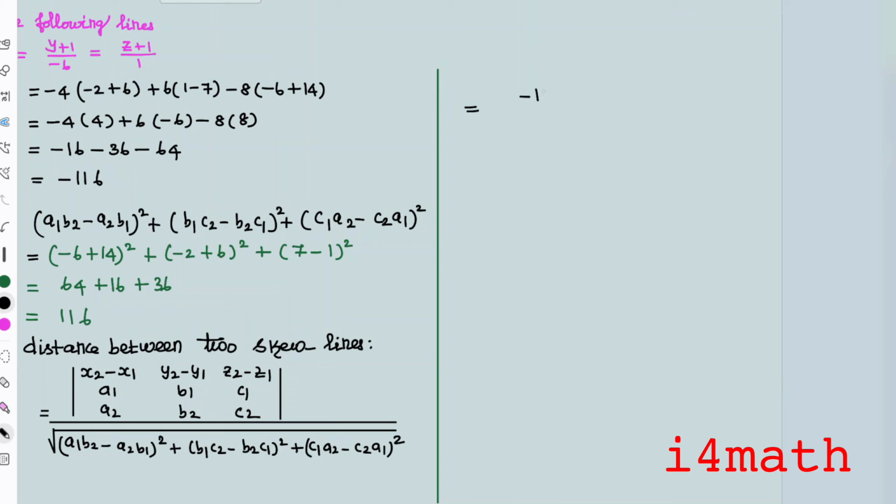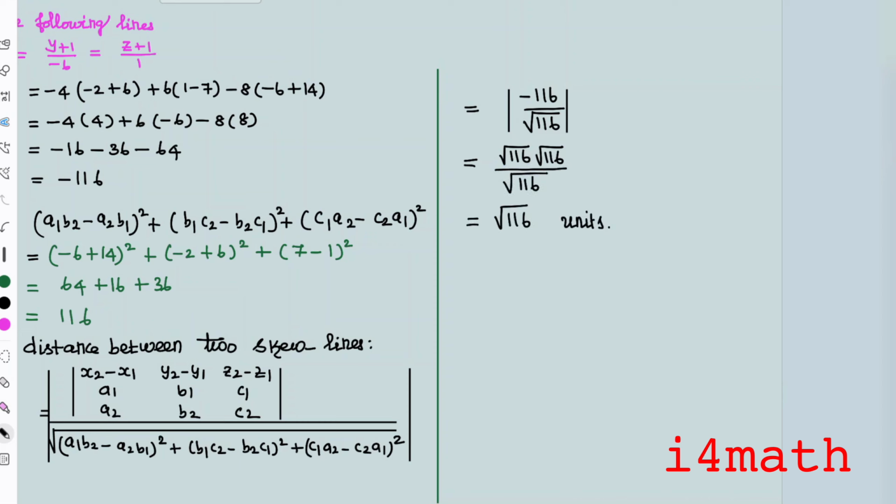Next, let us substitute the numerator value, that is minus 116, divided by the denominator value, which we also calculated as plus 116. So now the square root of plus 116. Next, we have to put the whole modulus because the distance is always positive. So the minus will become plus if we take the modulus. After that, the 116 we can write as the square root of 116 into the square root of 116. Now one square root of 116 will get cancelled. So the answer is square root of 116 units.